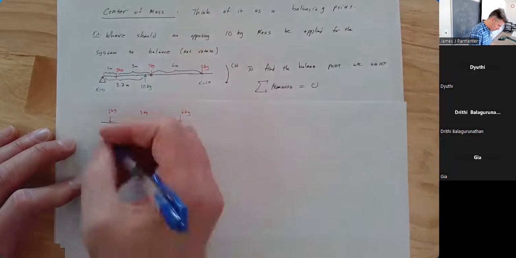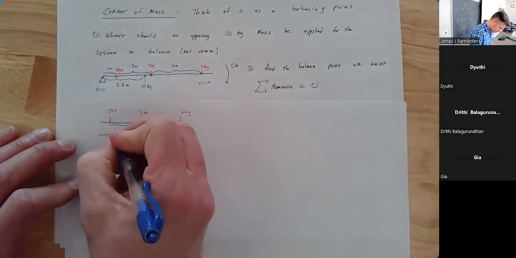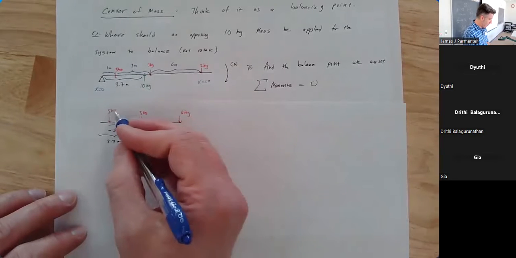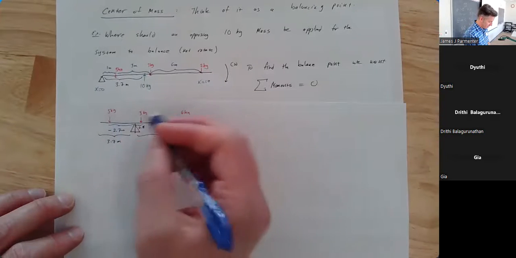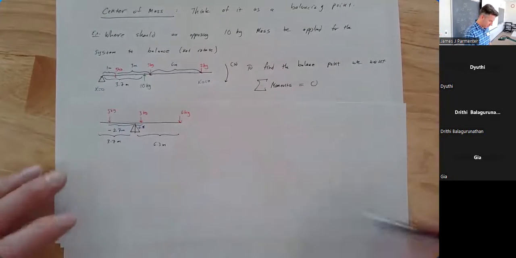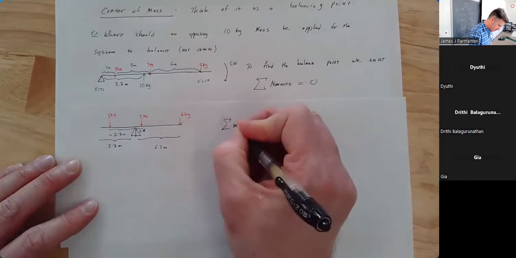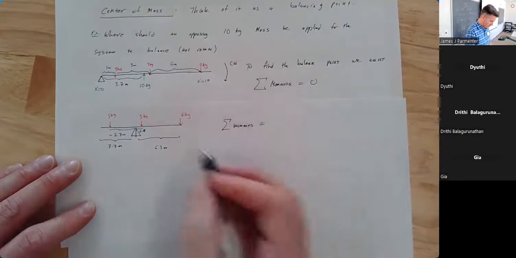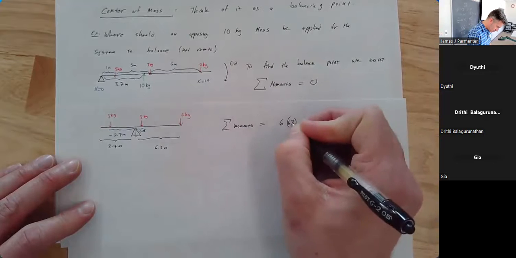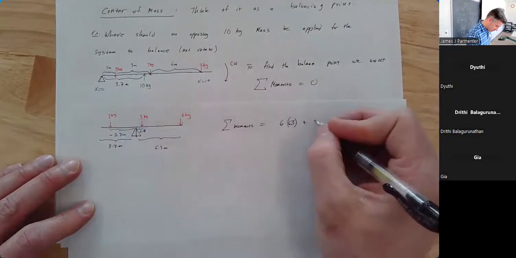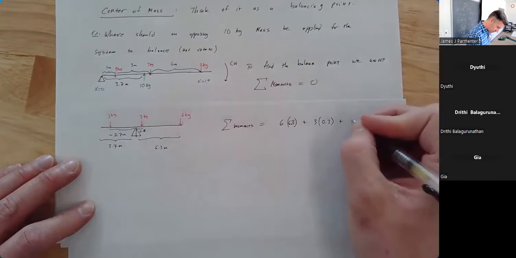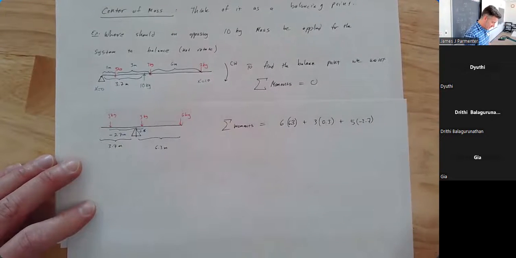This one is located 2.7 meters from the fulcrum, but it's to the left, so we're going to count that as negative, right? Because that's going to make it go counterclockwise, and that's going to make it go clockwise. So check this out. If we sum the moments, the moment for this is going to be 6 times 6.3, plus the moment for this is going to be 3 times 0.3, plus the moment for this is going to be 5 times negative 2.7, and it exactly comes out to be 0.